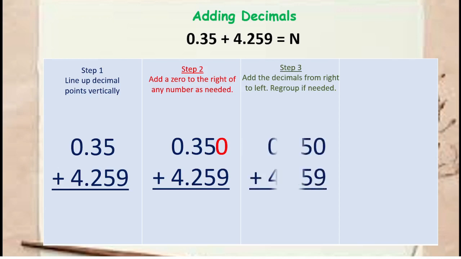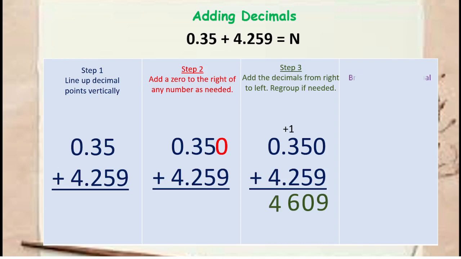We must regroup if needed. So let's start adding from right to left. 0 plus 9 is equal to 9. 5 plus 5 is equal to 10, we put 0 and we regroup 1 to the next place value. Then 1 plus 3 is equal to 4, plus 2 is equal to 6. Then finally, we add the leftmost digit, 0 plus 4 is equal to 4.